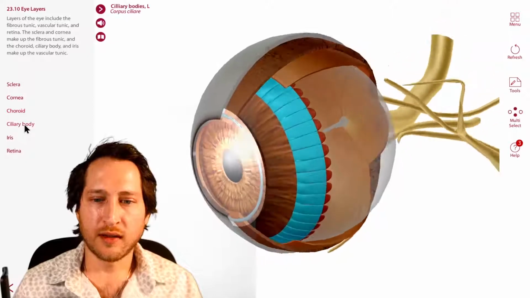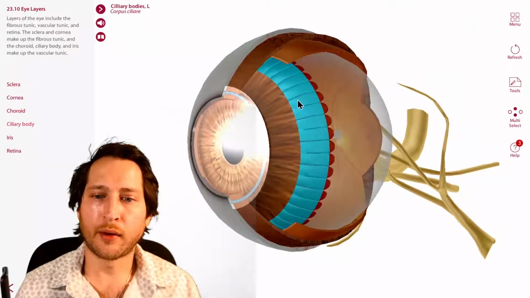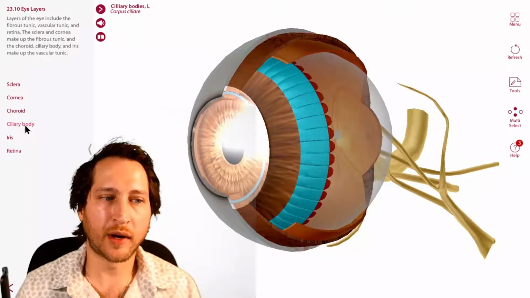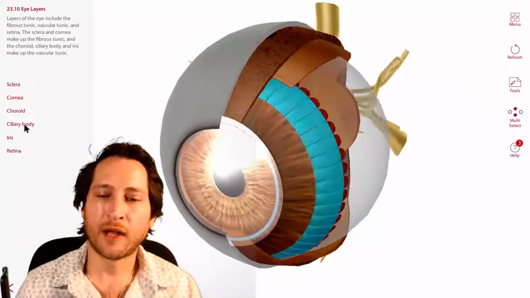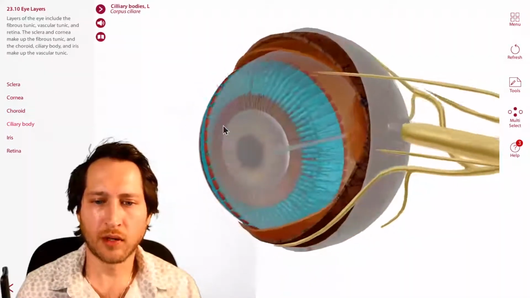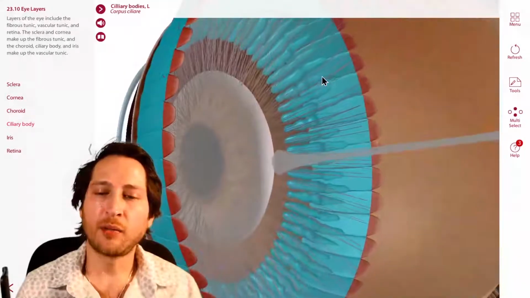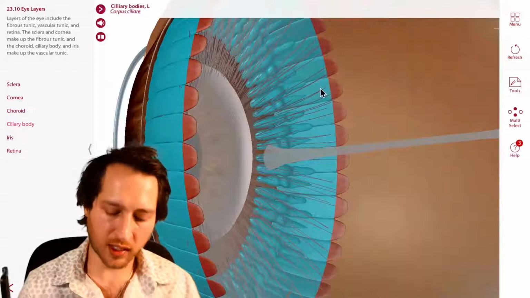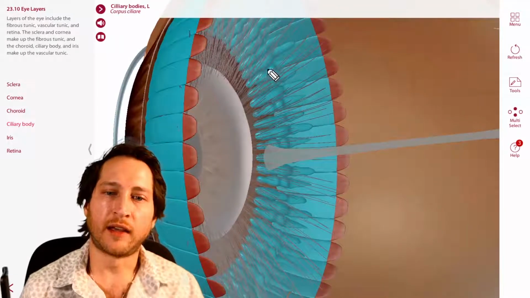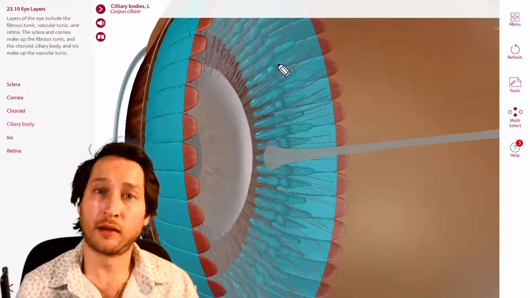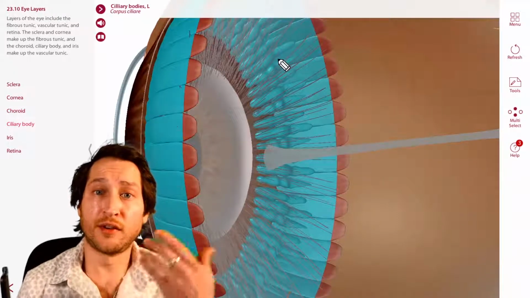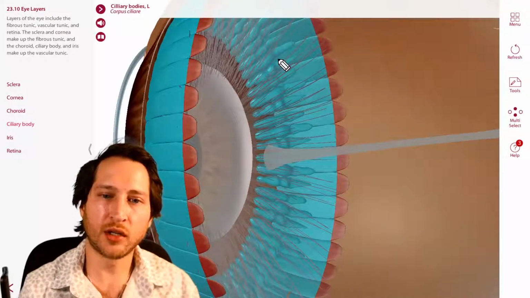Now you'll also see the structure called the ciliary body. So that's what's highlighted right here, the ciliary body. Now the ciliary body, I'm going to go into this inside view, is going to be essential for controlling the size of the lens. So we're going to talk about this a little later when we discuss near point vision or accommodation.